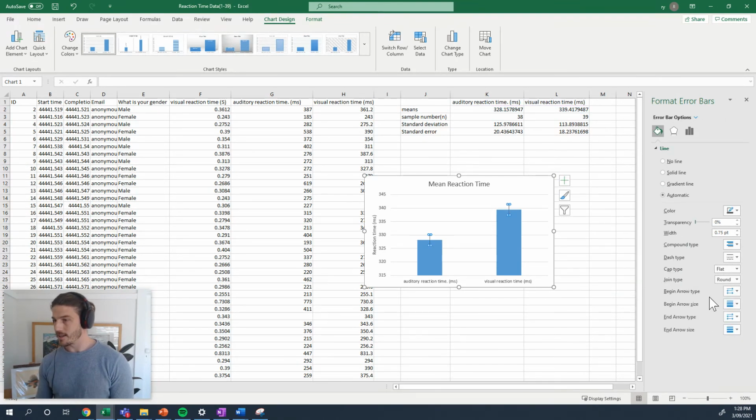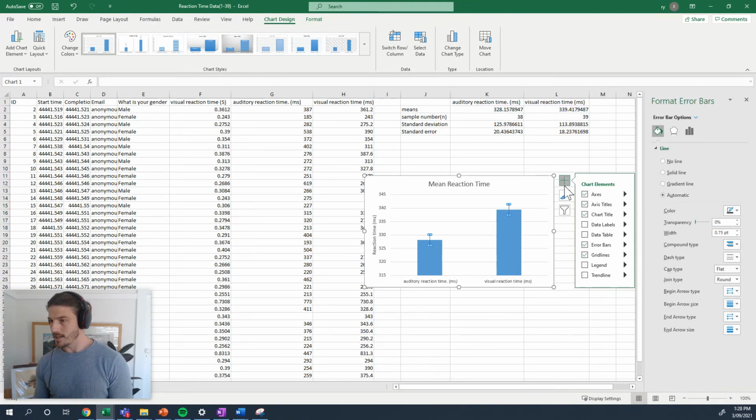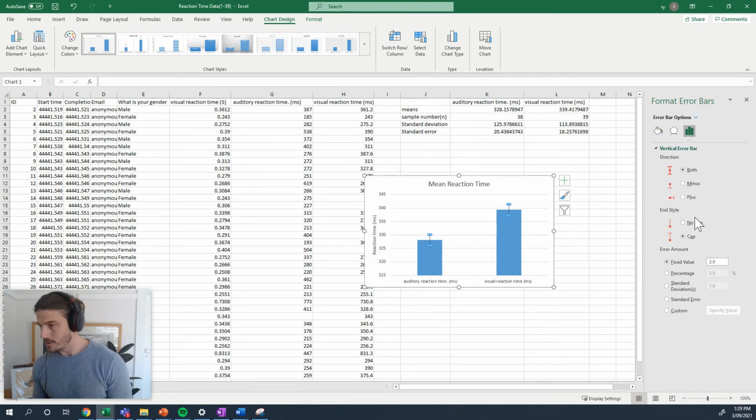Okay, and I'll bring this stuff up over here. Well, I might do that again because it hasn't actually. Error bars, more options. There we go. This is what we want. Okay, and I want my error bars to go above and below. So at the moment, it's just got a fixed value error amount. That's not what we want.